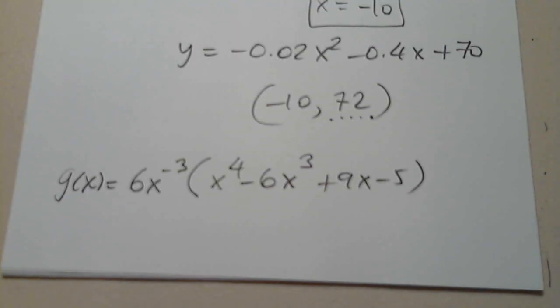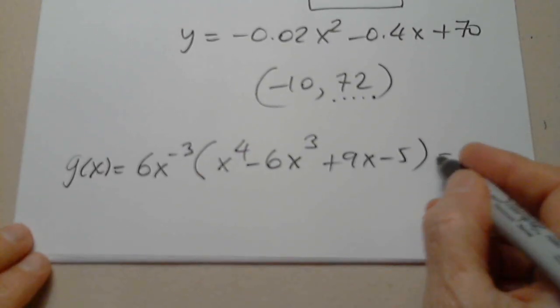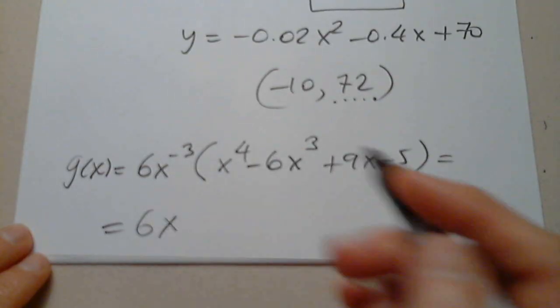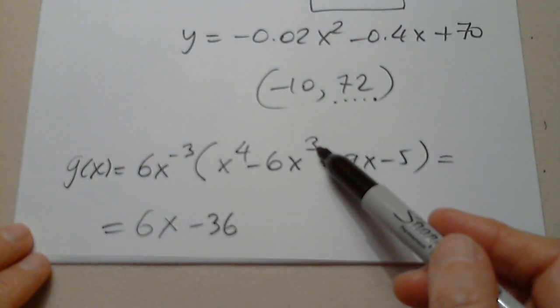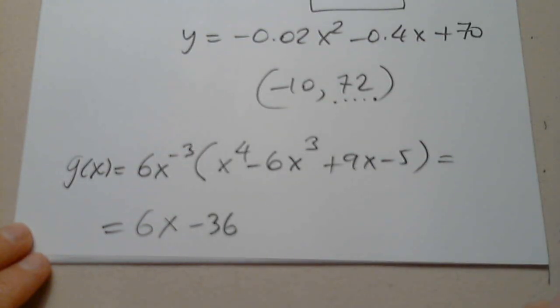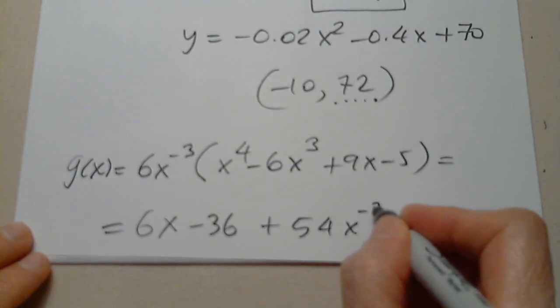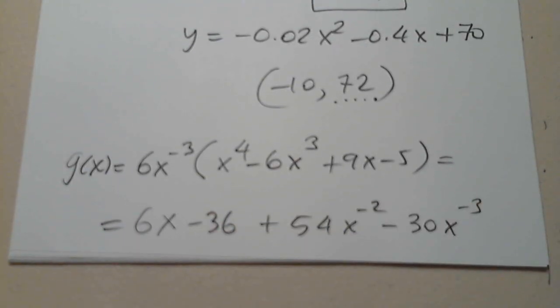Personally, I would distribute. I will not use the product rule on this. So 6x to the negative 3 times x to the 4th is 6x. Negative 36: x to the negative 3 times x to the 3rd is 1, because it's x to the 0. Plus 54x to the negative 2, and minus 30x to the negative 3. I would not use the product rule on this, under no circumstances.